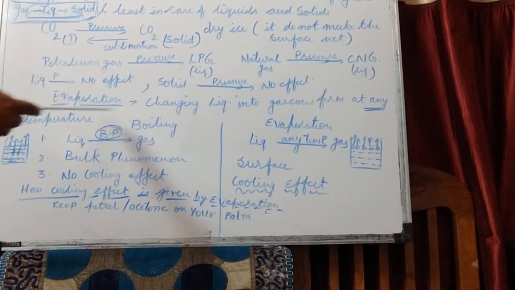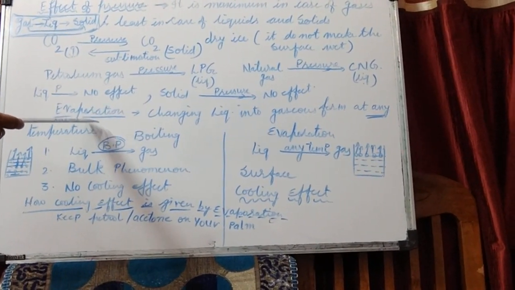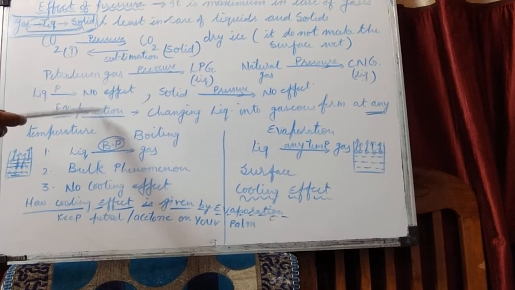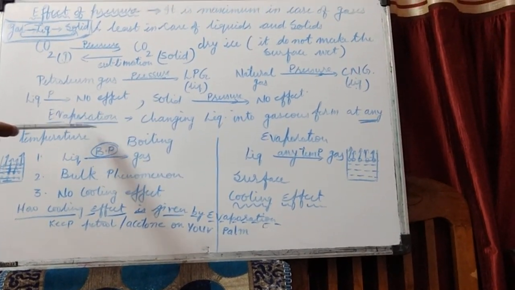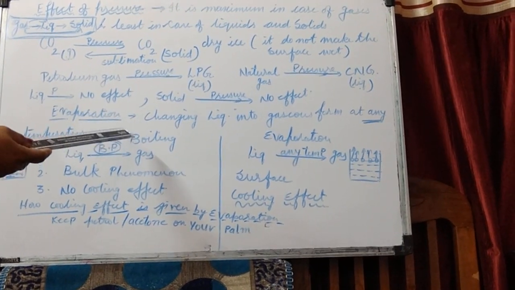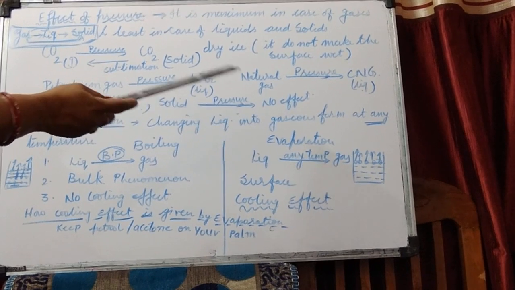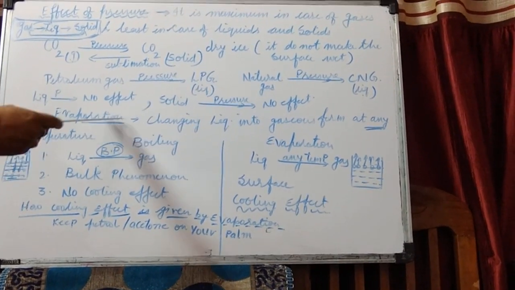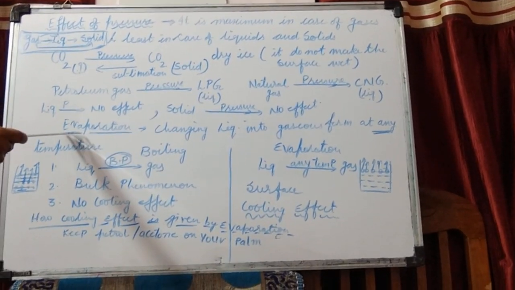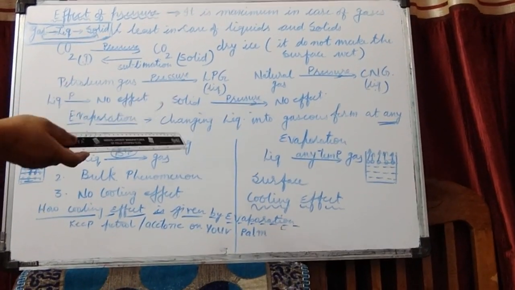Like if you keep any liquid at room temperature, like water if you keep it today, the next day you will find a lesser quantity of water. Why? Because some of the water gets evaporated. So changing of liquid into gaseous form at any temperature is called what? Evaporation. Same as the case in boiling, students, changing of liquid into gaseous form.